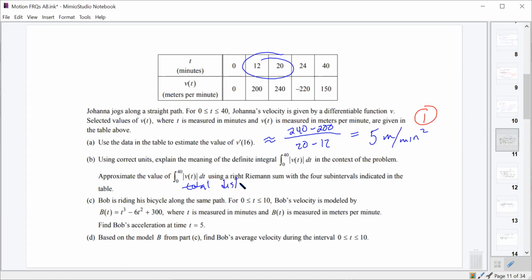total distance that she runs or jogs or whatever from t equals 0 to t equals 40. So that'd be your explanation for what that means.